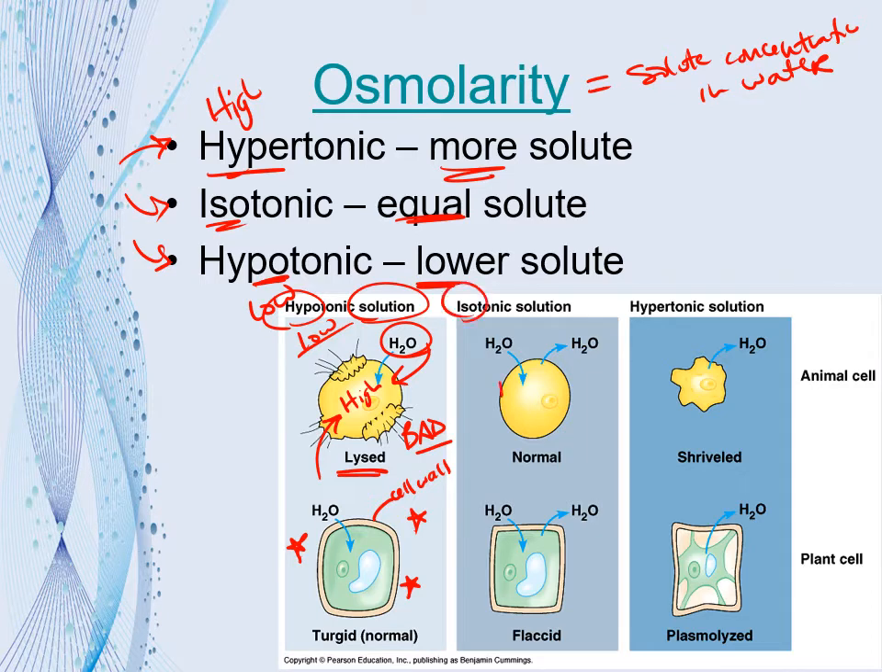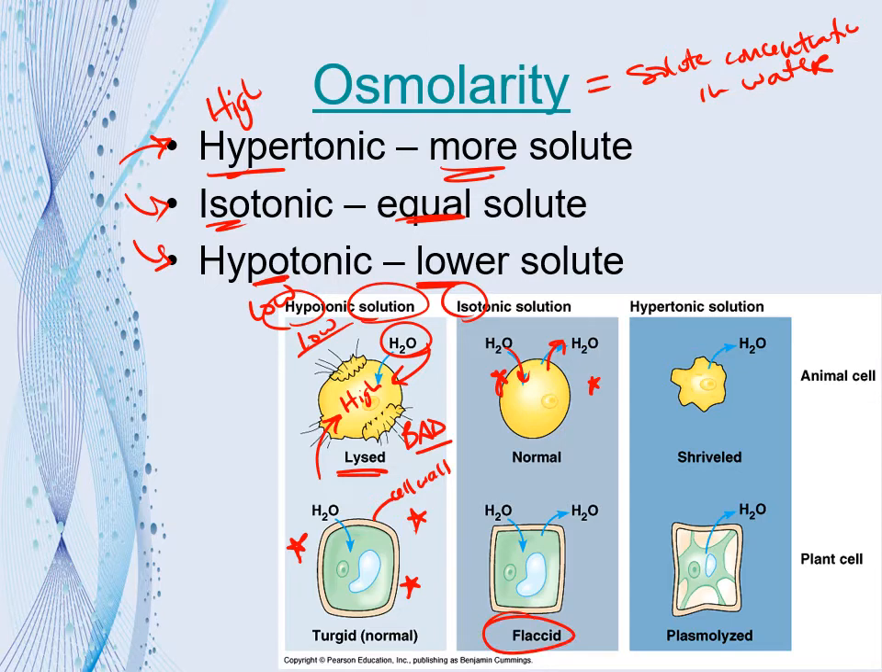Isotonic is the happy place for animal cells. We're going to have water moving in and out equally, and so the cell maintains a nice full but not too full volume of water.